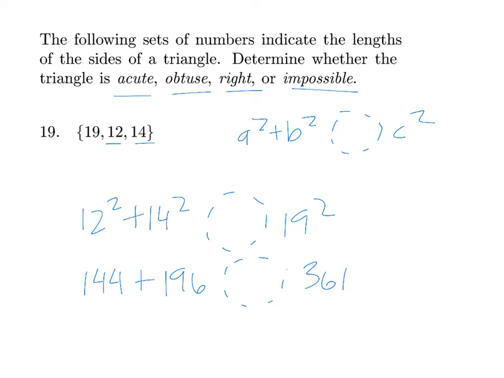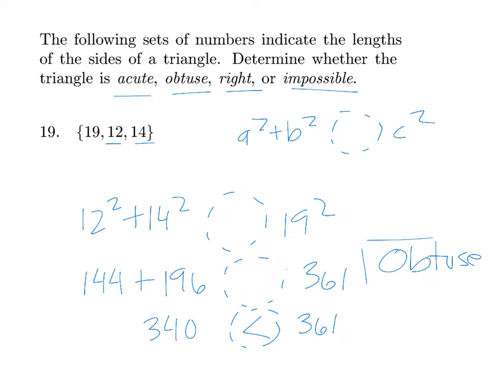144 plus 196 is 340. And 340 is less than 361. And if it's less than, that means your triangle is an obtuse triangle. Done.